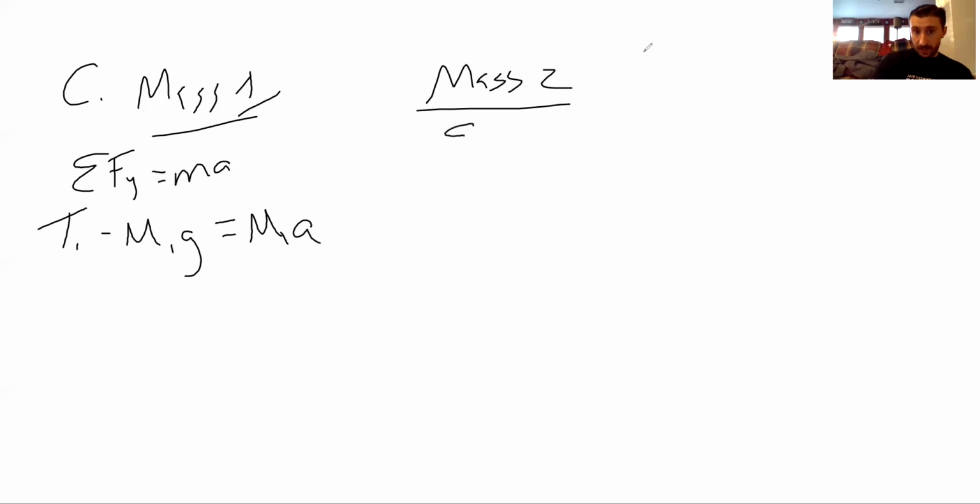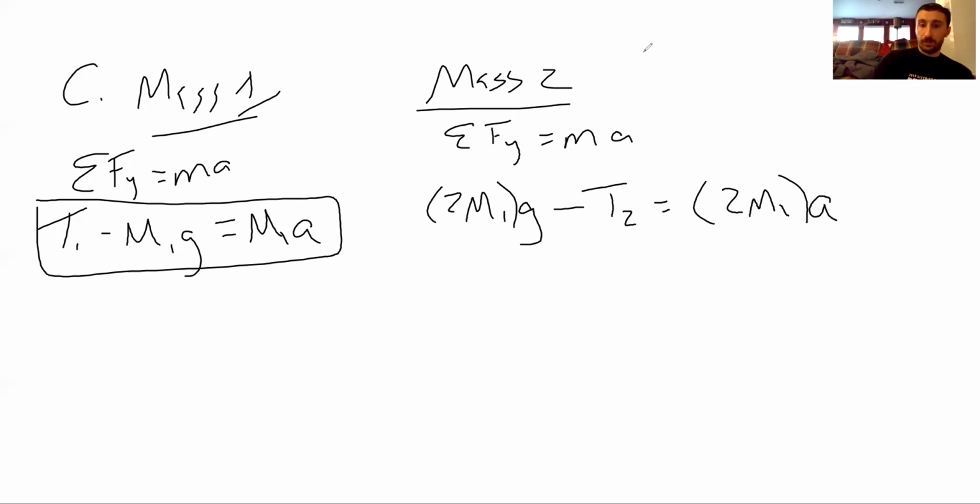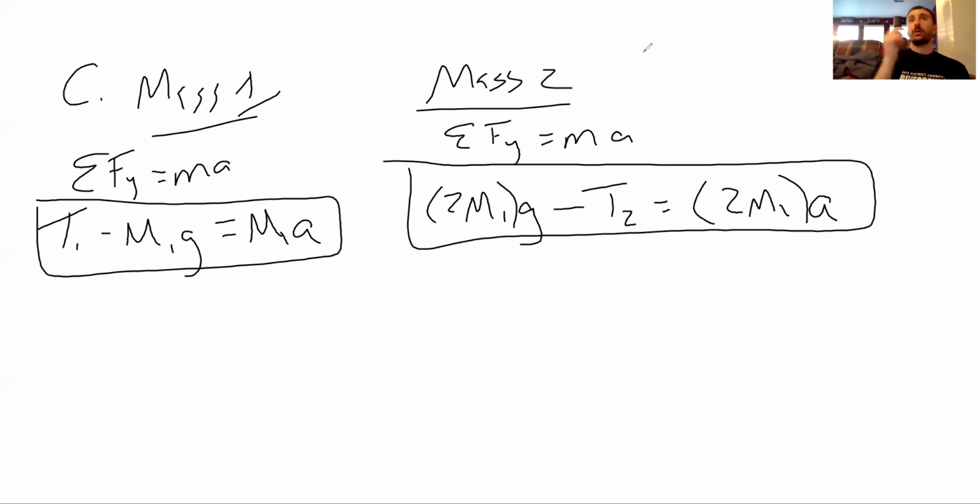Mass 2, let's do the same thing. Summation of the forces equals MA. In this case, we said down is going to be positive, so I've got 2M1G, that's the weight, minus T2 equals 2M1A. These are important. Those are our force equations right there. Okay, so we're going to hold that. So we're looking at the forces here.